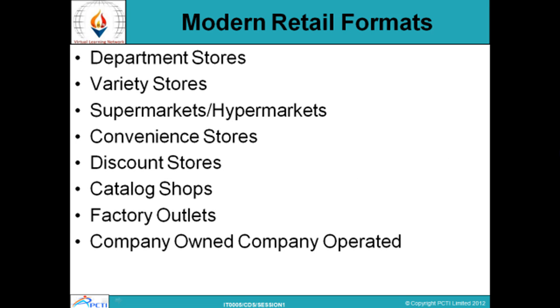The modern retail formats are department stores, variety stores, supermarkets or hypermarkets, convenience stores, discount stores, catalog shops, factory outlets, company owned, company operated.